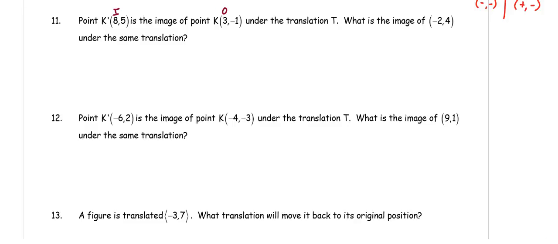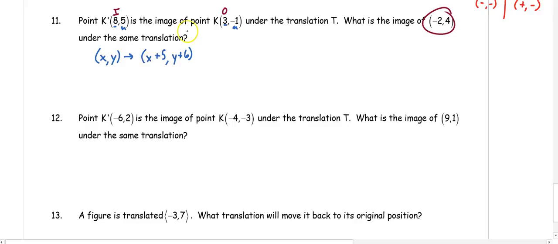First, we need to make a translation rule by looking at the 2 points we are given. So how does x, y change? Here's my x coordinate. How did I get from 3 to 8? Well, I added 5, so we're going to have x plus 5. We move to the right 5. And then I have my y coordinate, negative 1 to 5. How do I do negative 1 to 5? Well, I added 6, so y plus 6. Now I'm going to use this rule to get my new point. Negative 2 plus 5 is 3, and 4 plus 6 is 10.